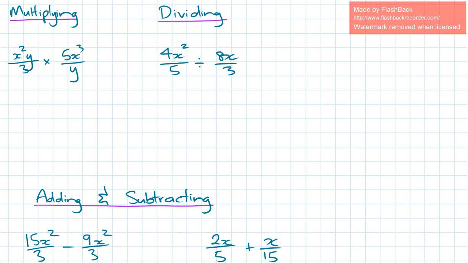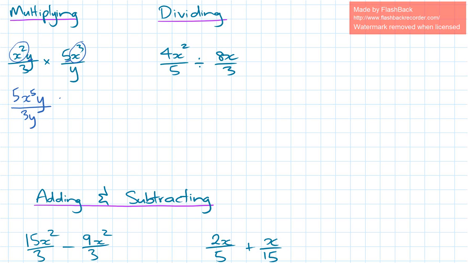When you're multiplying algebraic fractions, same process, multiply the numerators and then multiply the denominators. So we've got x squared times 5x cubed. What we're looking at here is finding the letters that are the same. So we've got x squared times that x cubed. That's going to become x to the power of 5. So on the top we're going to end up with x to the power of 5, y, for that y, and multiplying by that 5, so that 5 goes out the front there, over 3 times y is 3y.